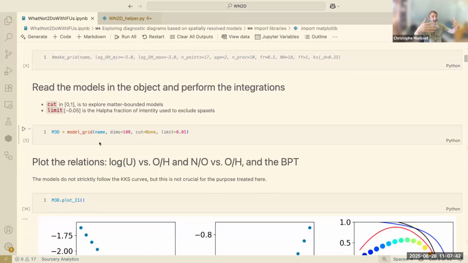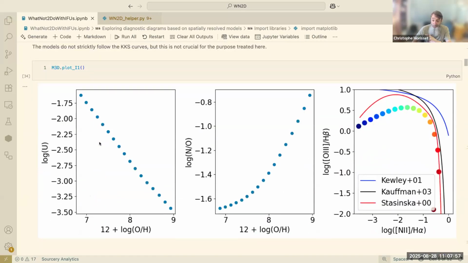And what I do is I read the Cloudy models, which are 1D models, and I make a 2D model. I could have made a 3D model, but it's a spherical model, so I just need 2D to project and see what's happening. Just to have a look, to be sure that everything went fine.